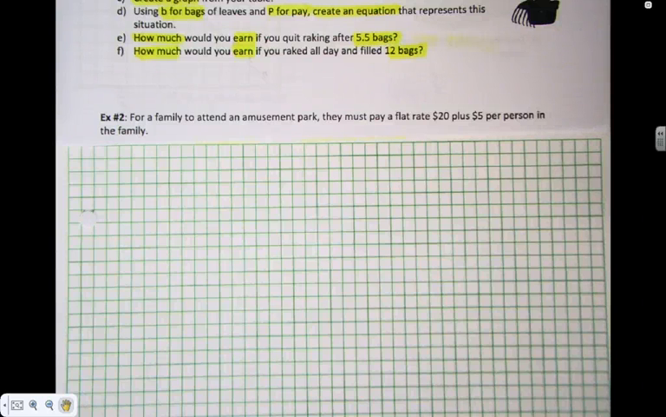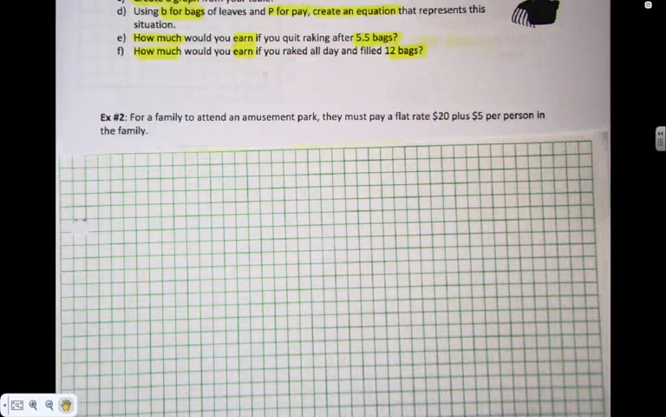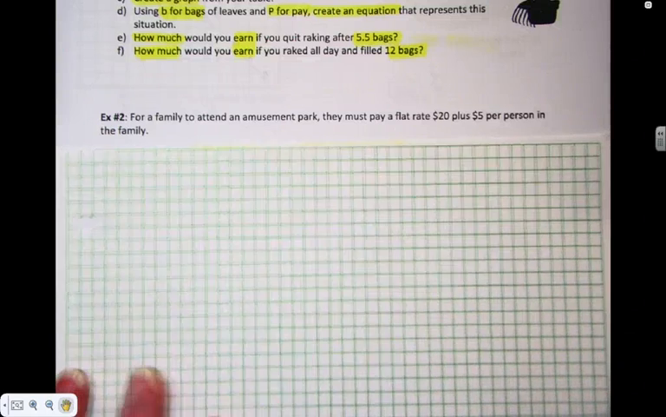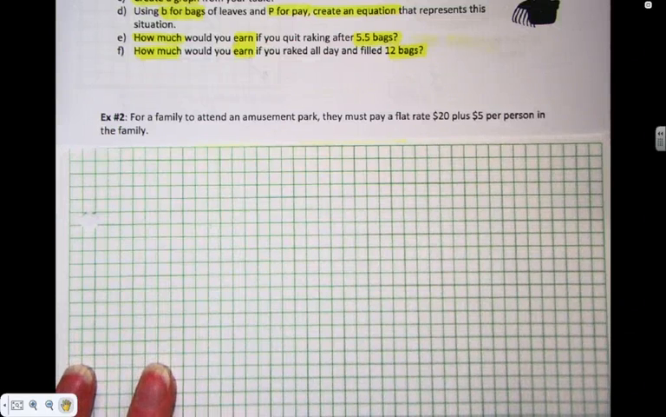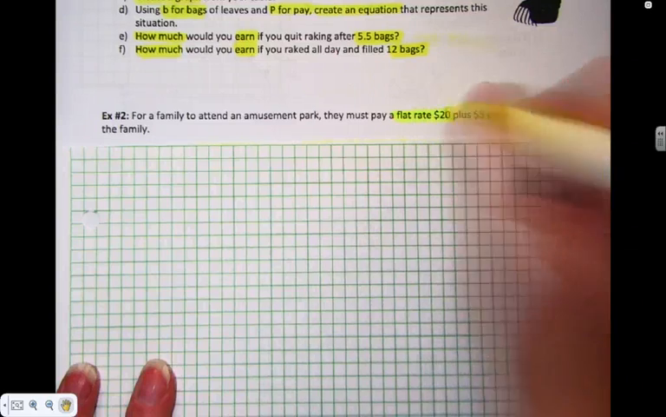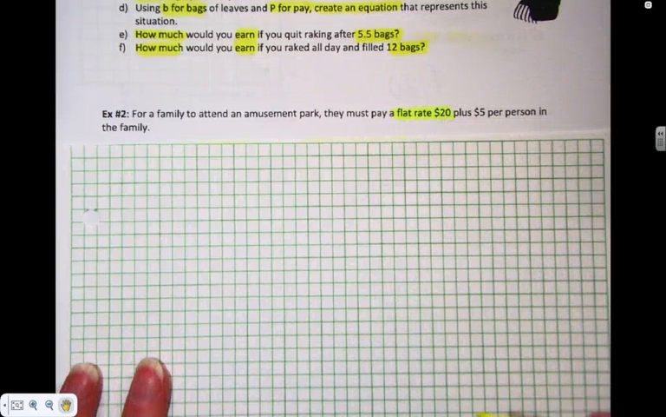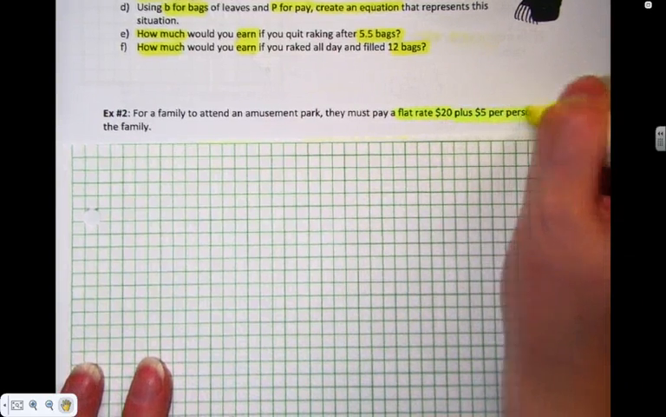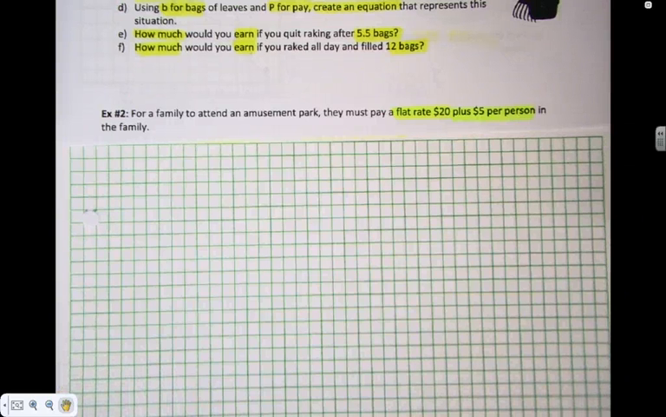What's it about? Amusement park, okay? And probably you figured out we have to do some stuff with it. Okay, main sentence, what's important? Flat fee, $20. In the math world, do we care where they're going? No, the amusement park people do, but we don't care if they're going to an amusement park, a movie theater, we don't care. We care about the money. Flat fee of $20 plus $5 per person.